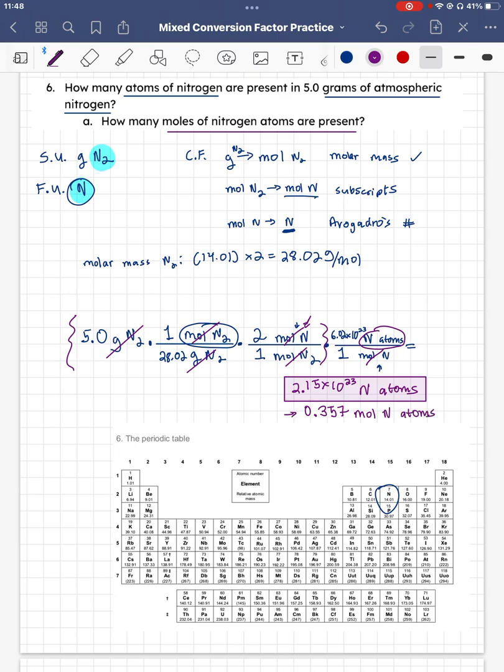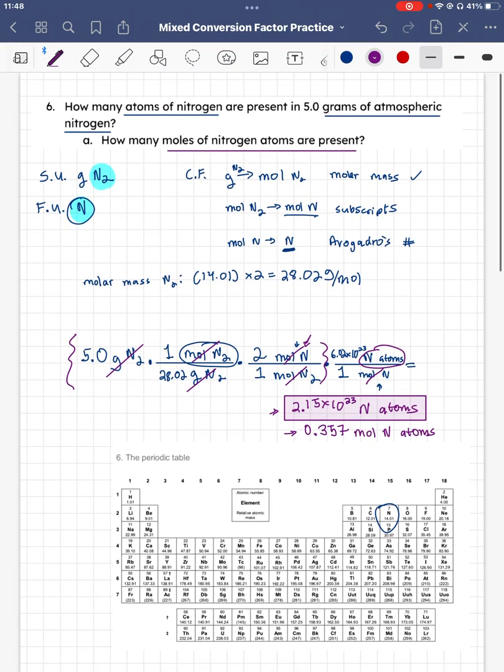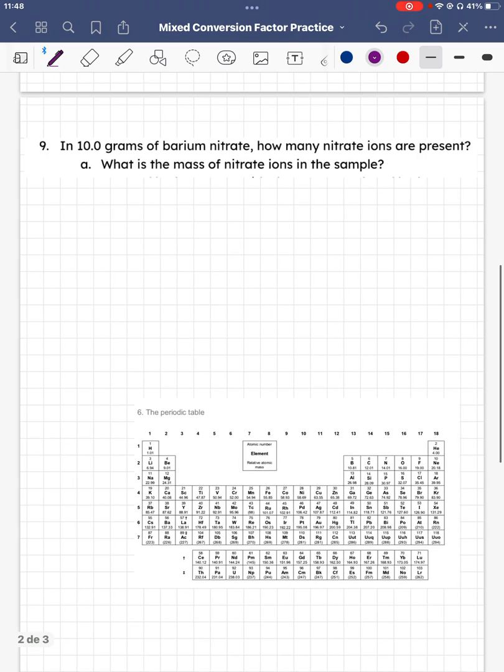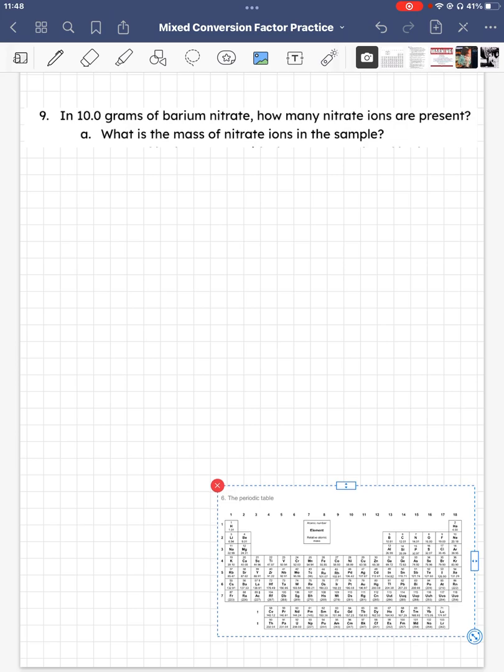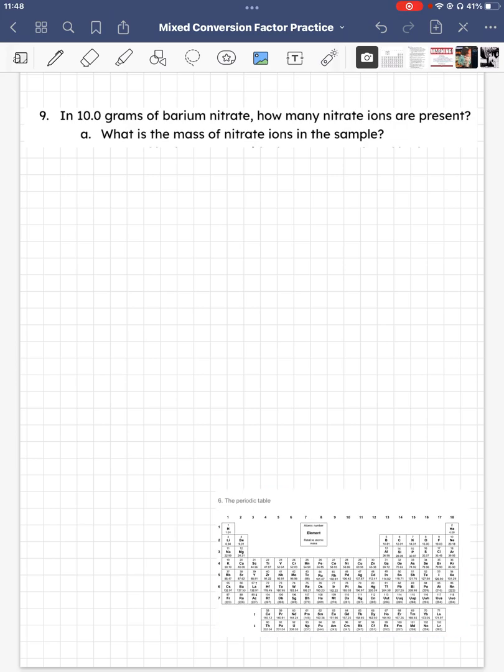So I can either count by moles or I can count by individual atoms. All right, I hope that helps with number 6. Number 9. All right, next problem. Here we go. So, in 10 grams of barium nitrate, how many nitrate ions are present?